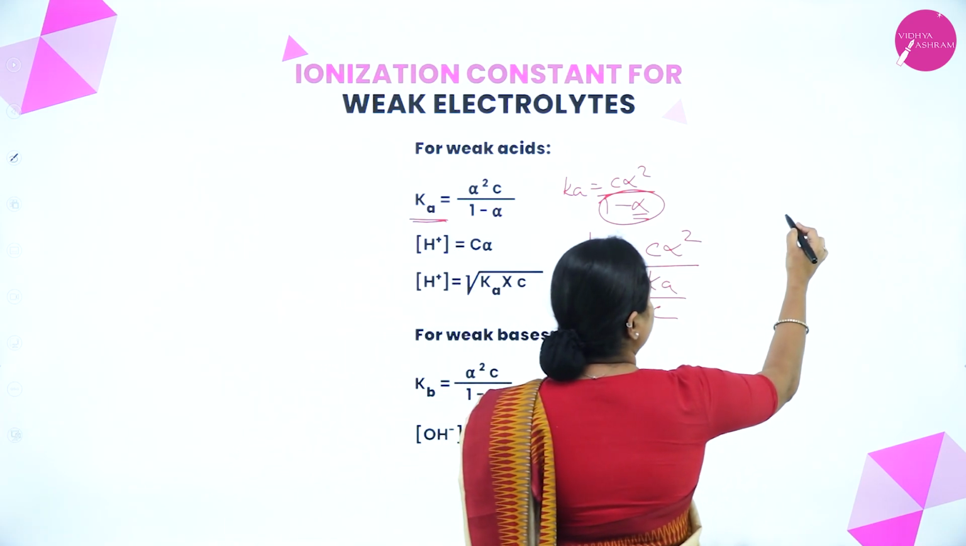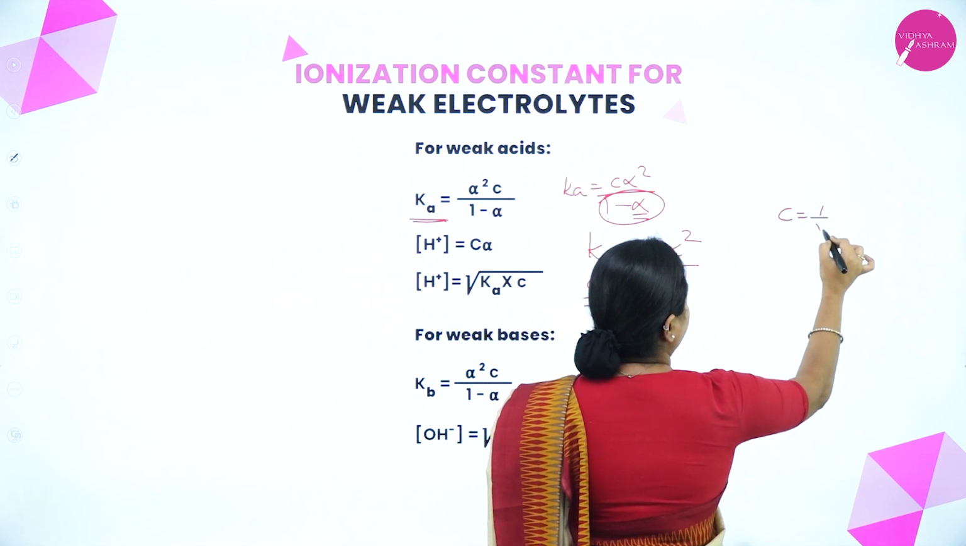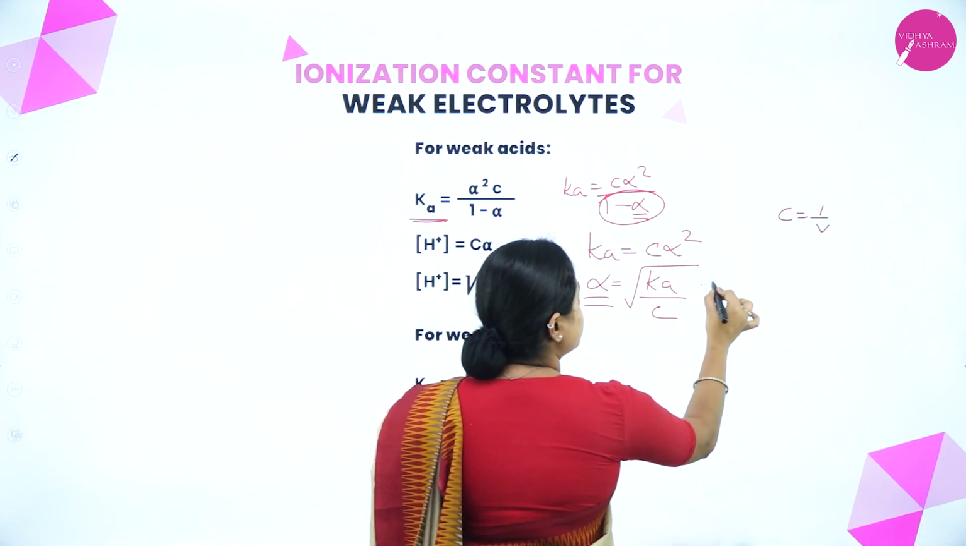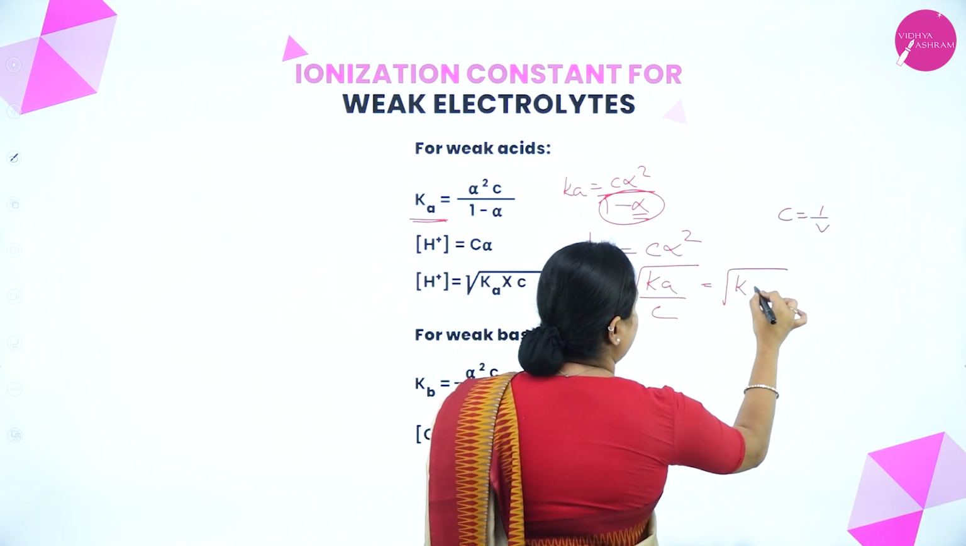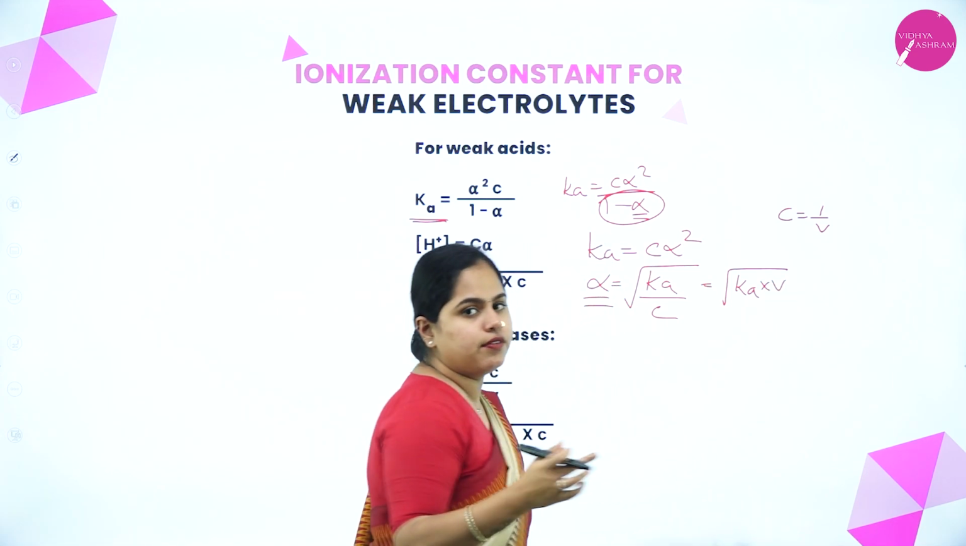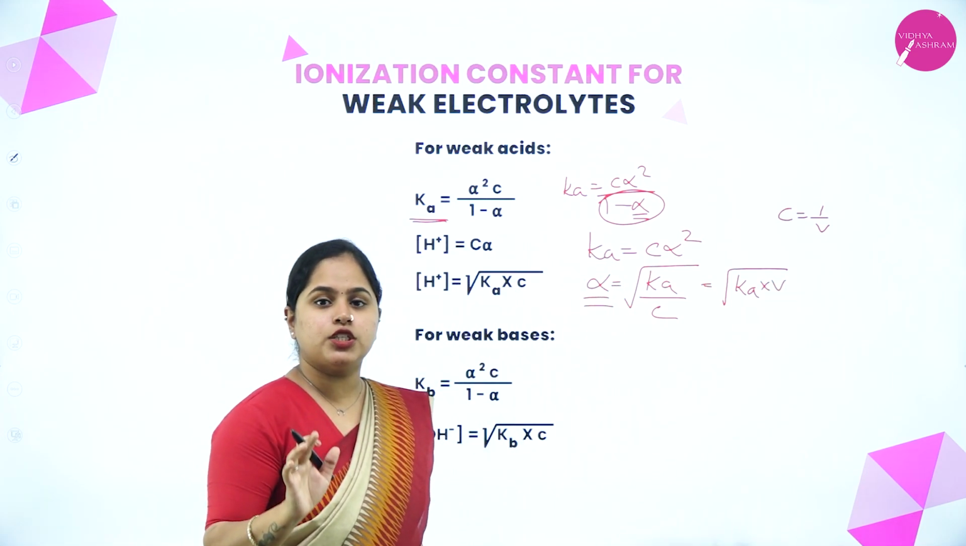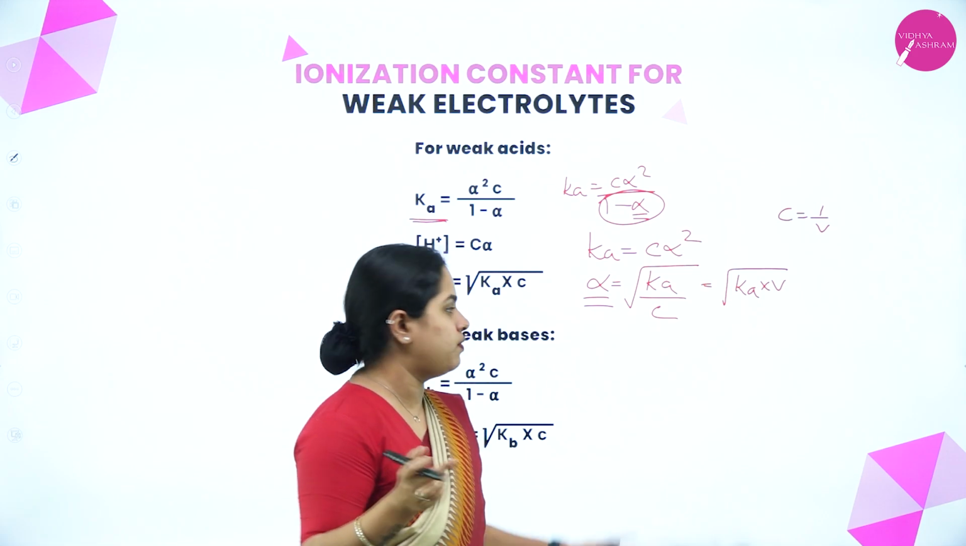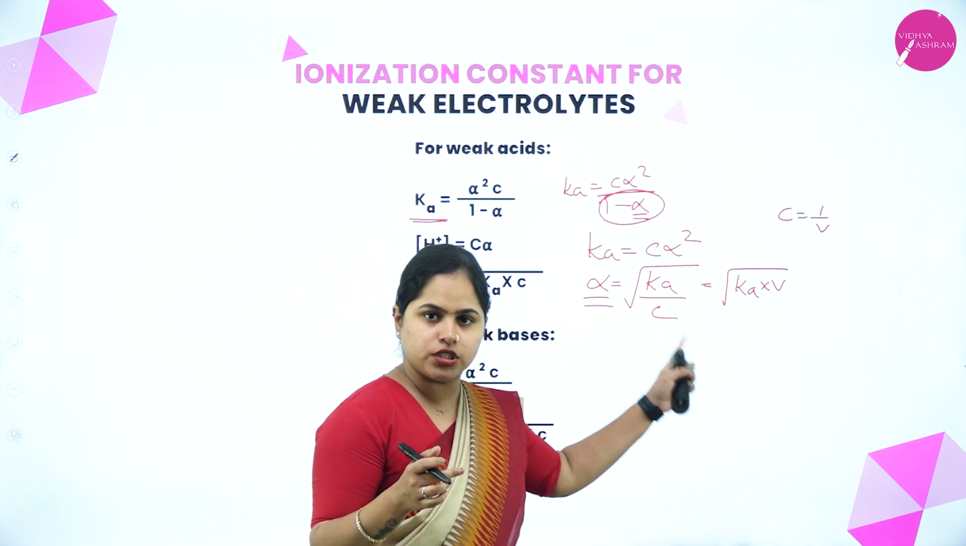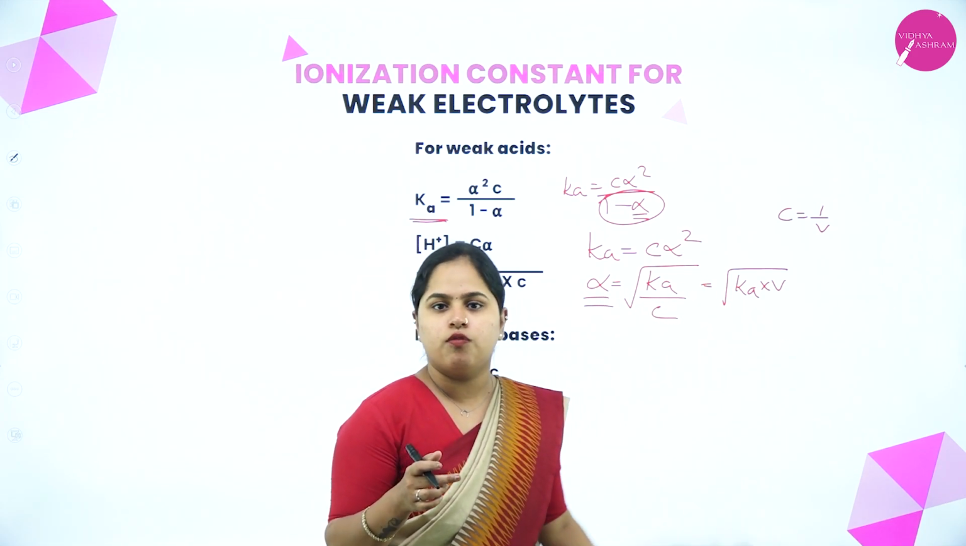We also know that concentration is inversely proportional to volume. So we can also write this equation as root of Ka into V. Either way we can write this equation. So what is it that you have to remember? The degree of dissociation will be inversely proportional to the concentration and directly proportional to the volume, right?